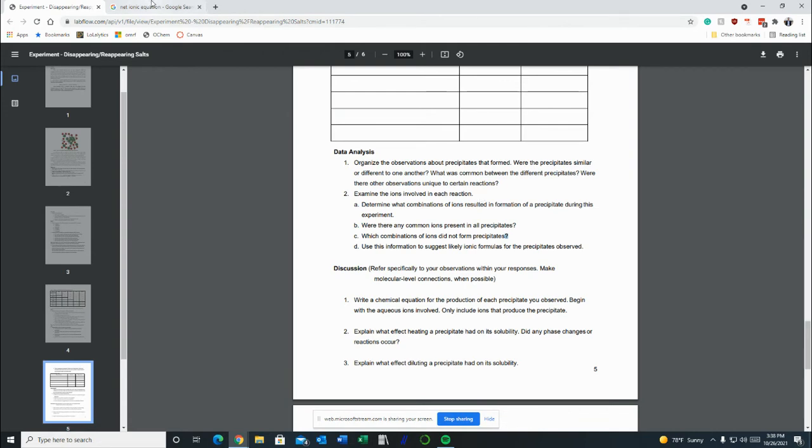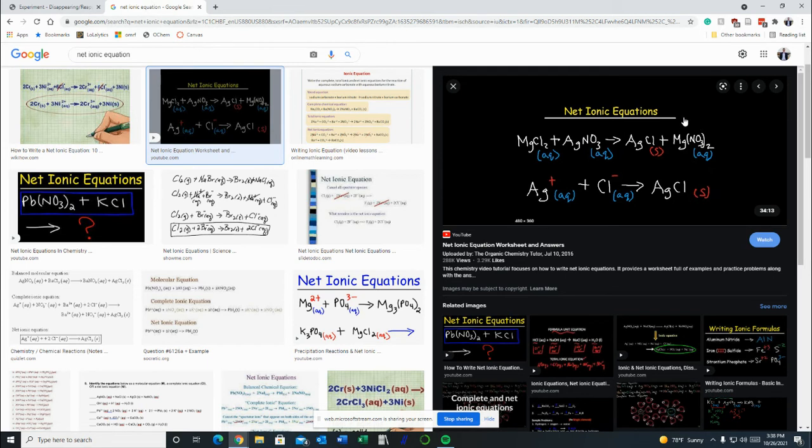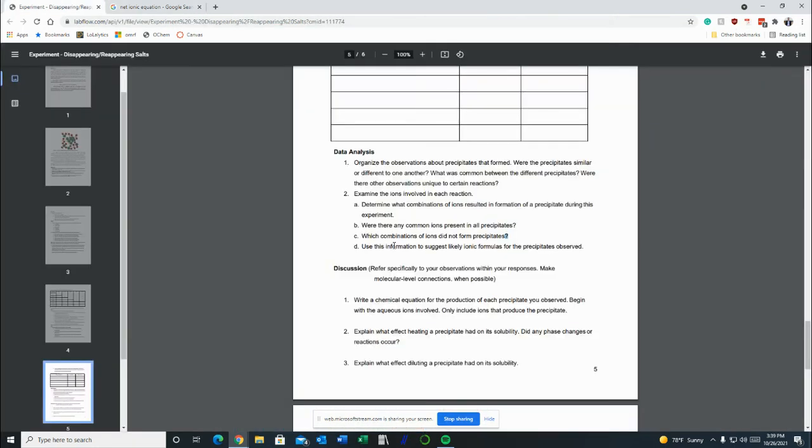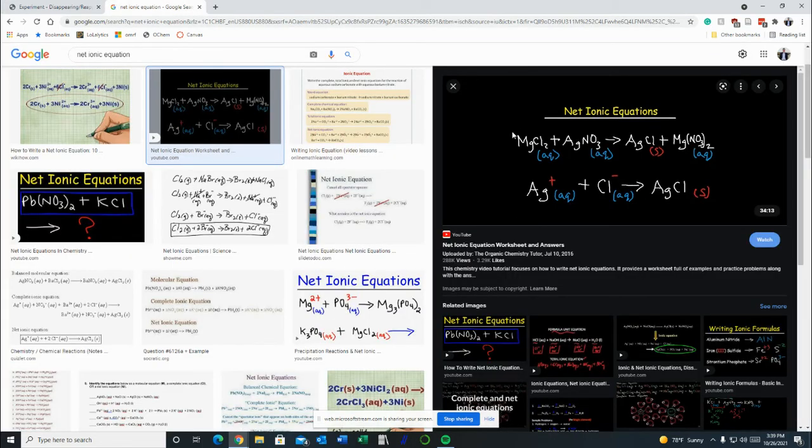So I actually have an example over here. This is what is called a net ionic equation. So for this reaction, they combined magnesium chloride and silver nitrate, and they got a solid, which was silver chloride. And so what question 2E is asking for here is just the ionic formula of the precipitates that you thought you saw. So if you did this reaction and you think your precipitate was silver chloride, I just need to know that you think silver chloride is the precipitate for this question.